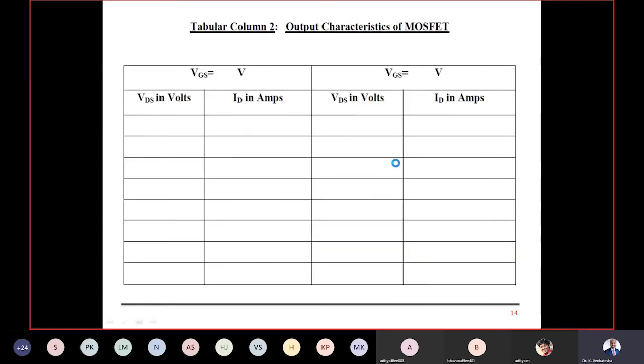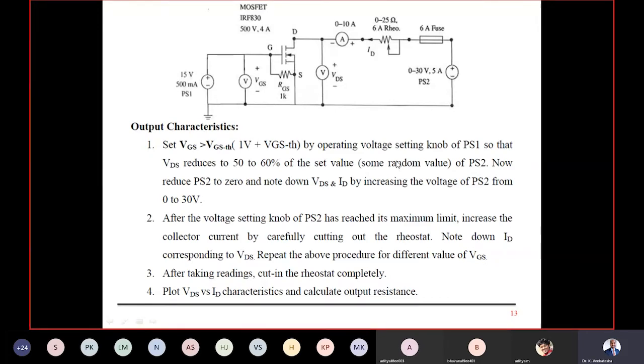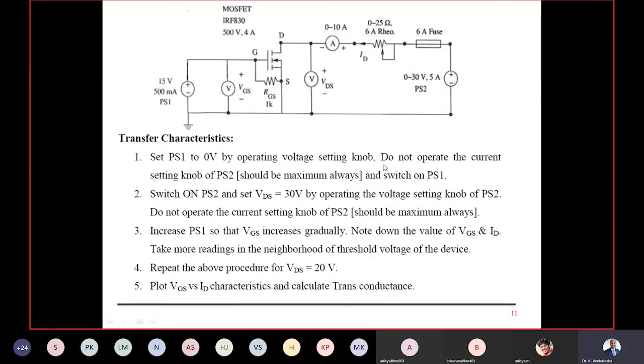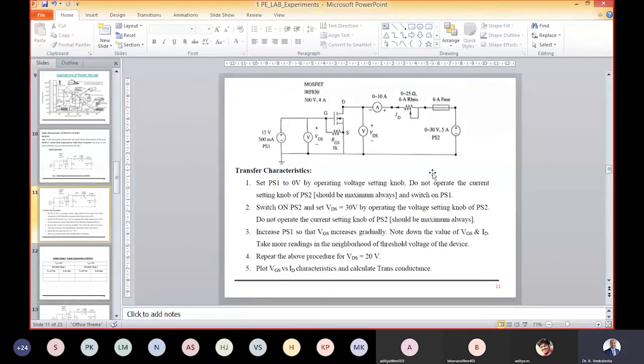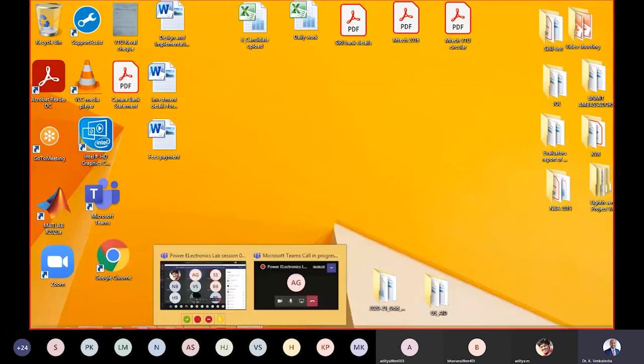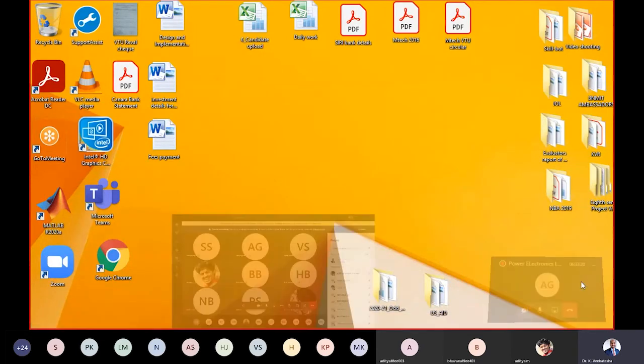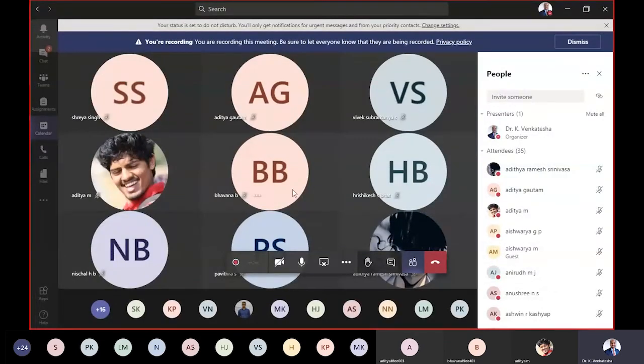Now we go for the output characteristics. Before going to output characteristics, somebody can tell me the steps how to conduct this experiment. What are the basic steps we follow here to conduct the experiment? Anybody?